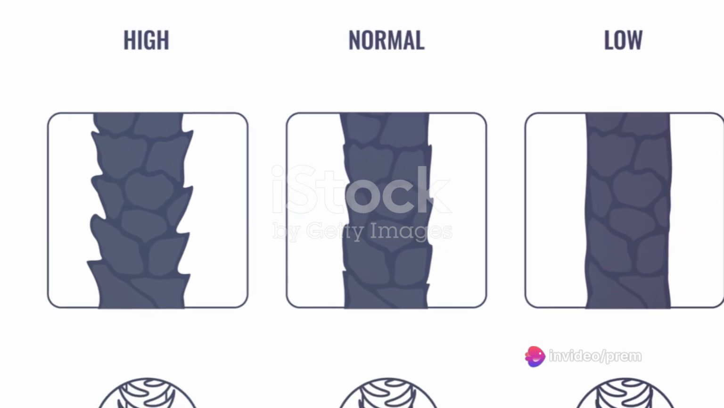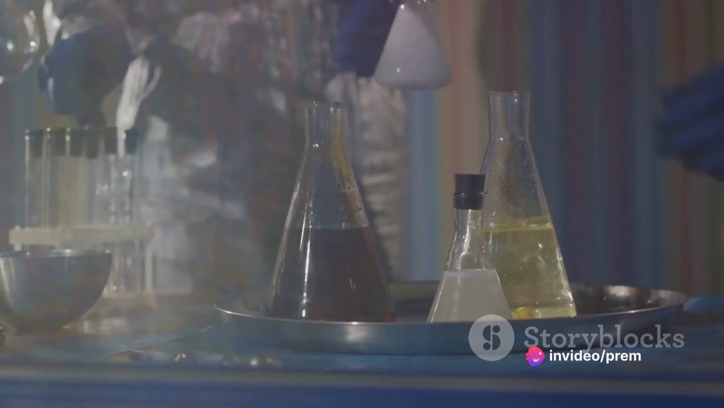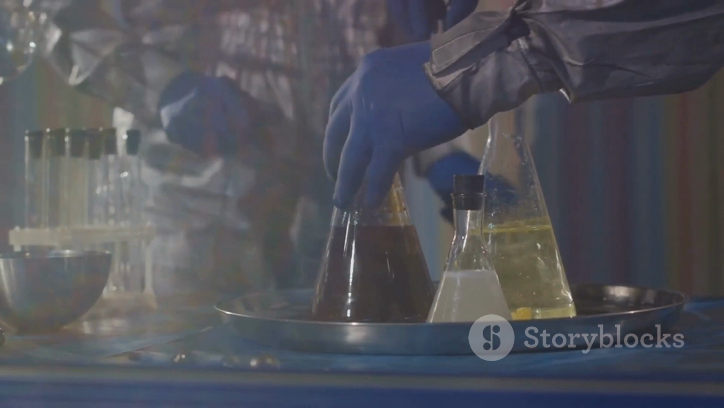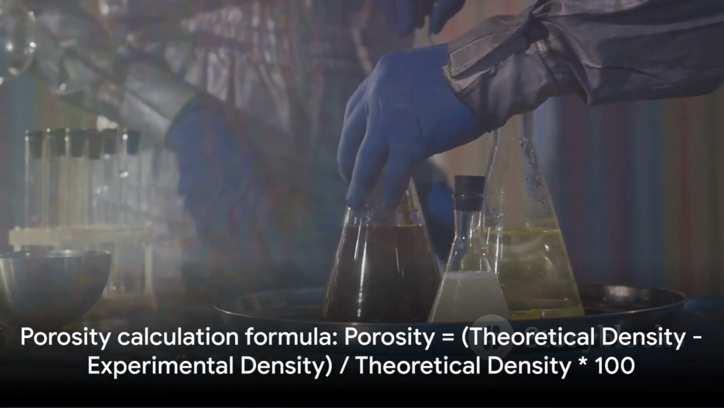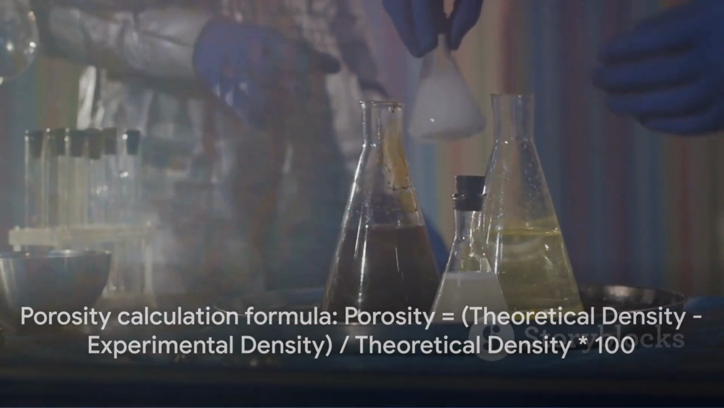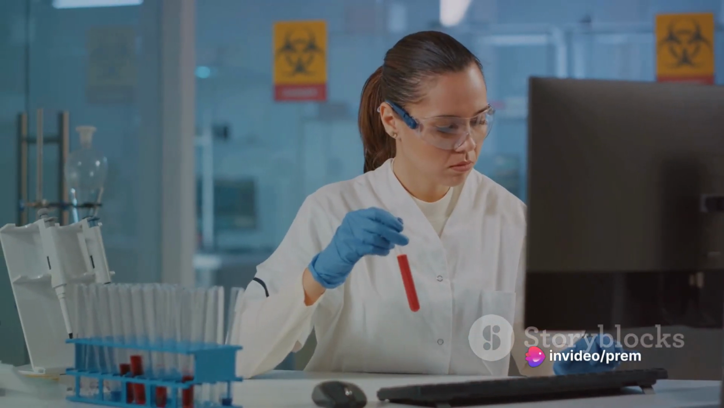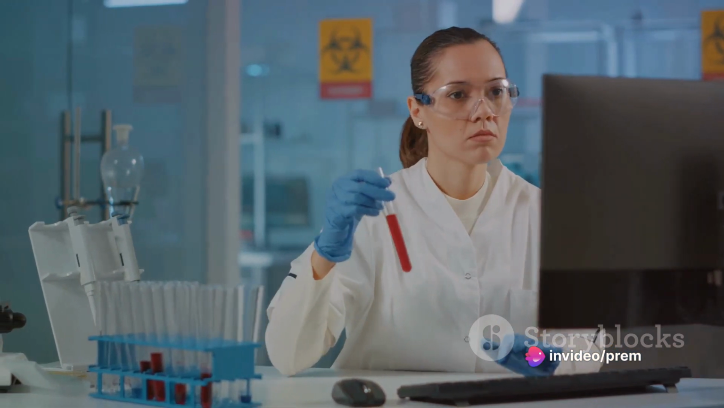Porosity values play a crucial role too. These are determined by comparing the experimental density with the theoretical density of each composite. The formula for this calculation is as follows. Porosity equals theoretical density minus experimental density, divided by theoretical density, all multiplied by 100.